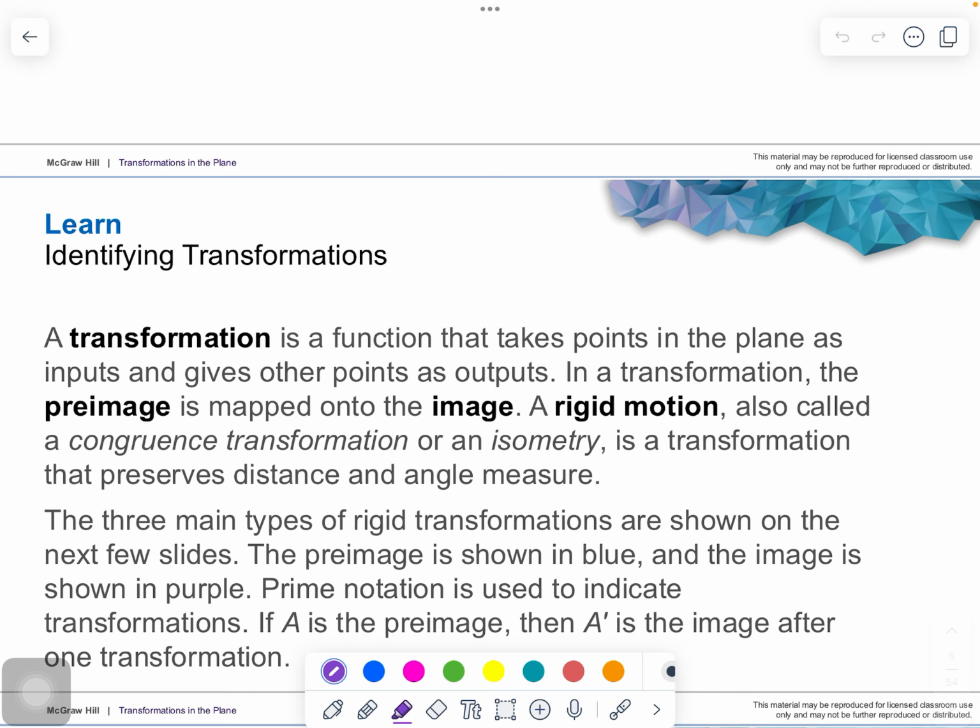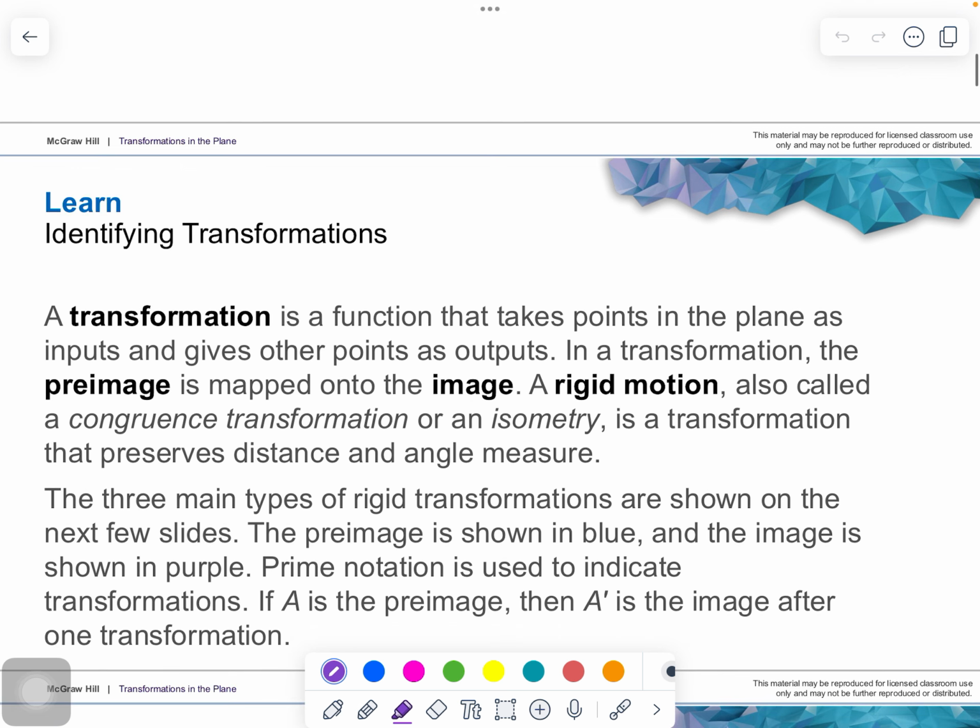If you go find what page we are on, we are on page 21 of your notes, transformations in the plane. A transformation is a function that takes points in the plane as inputs and gives other points as outputs. In a transformation, the pre-image is mapped onto the image. These are all new kinds of words for us. It's funky.